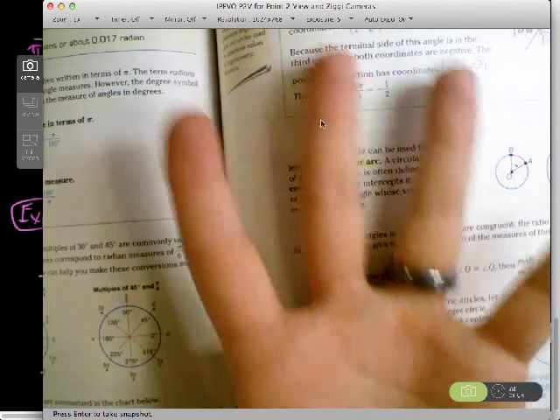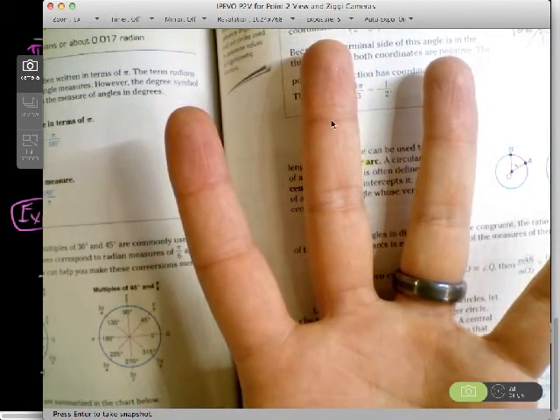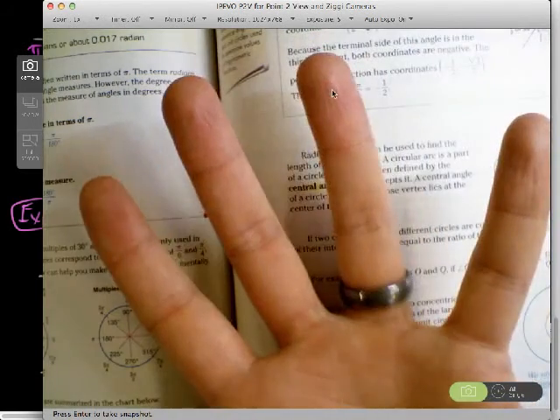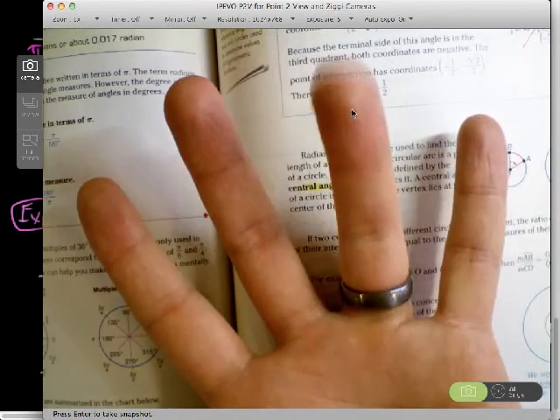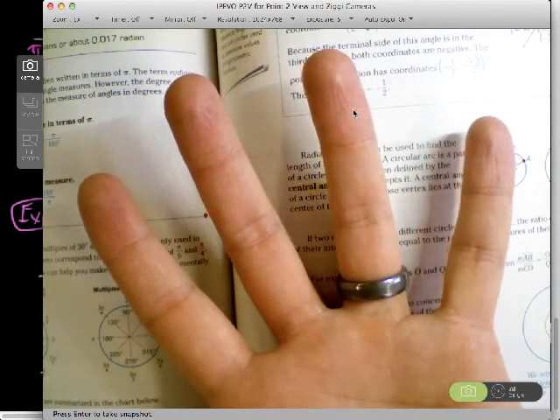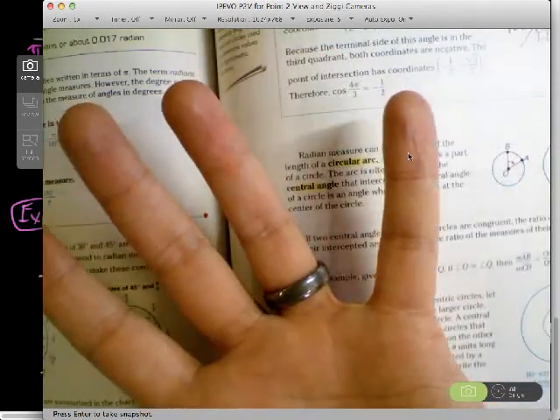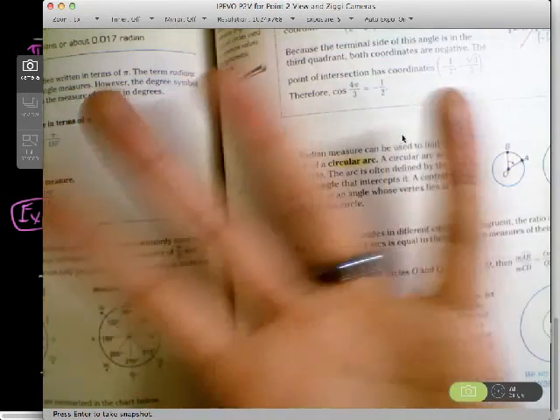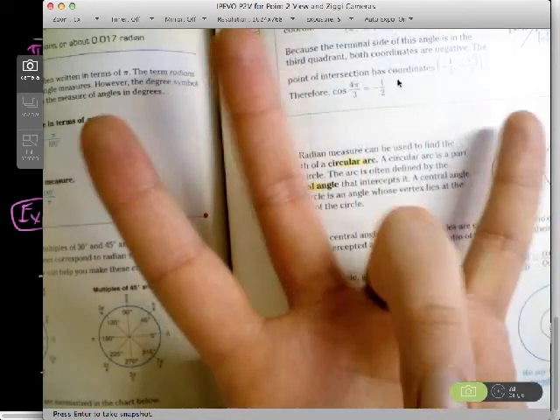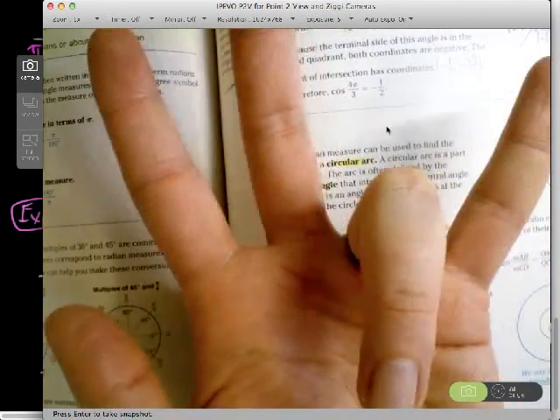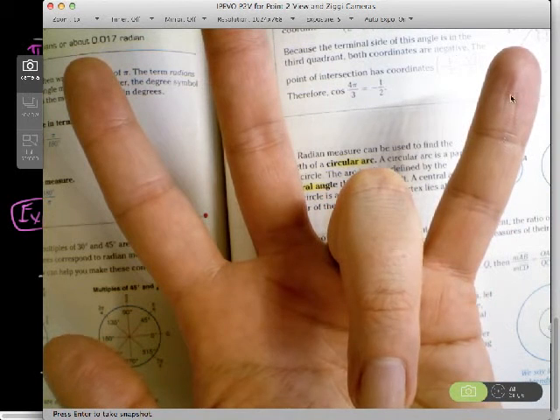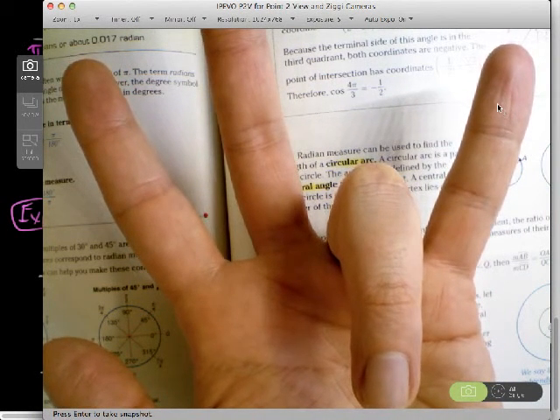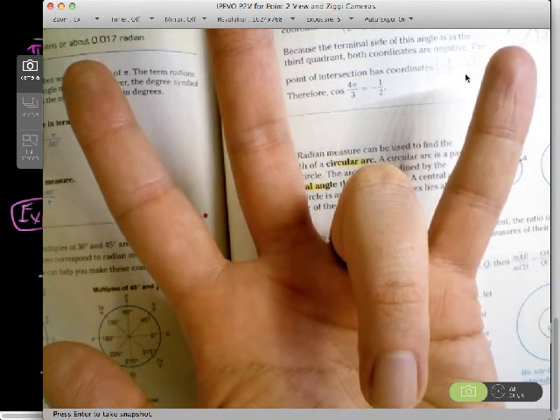This one would be pi over 4, or 45 degrees. This one is pi over 3, or 60 degrees. And this one would be pi over 2, half of a pi, or 90 degrees. So my pi over 3 finger, if I put that down and I want to find cosine, cosine is the square root of the number of fingers to the right divided by 2. So the square root of 1 over 2, or 1/2.